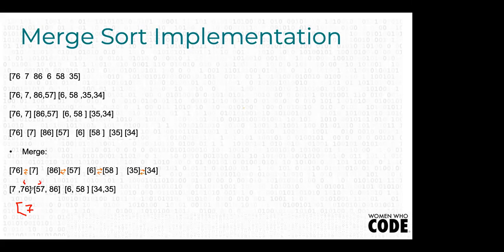Now we compare this 76 with 57, and 57 is smaller. So I'm going to add 57 to my result set and increment J. So J would be from 0 to 1. So I would be at 1 and J would also be 1. Now compare I and J. 76 is less than 86, so I'm just going to add that here. And I ran out of my first list. So the next step is to just add all the elements from my second list. Here it's 86.